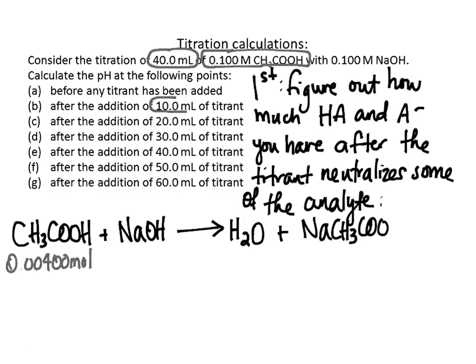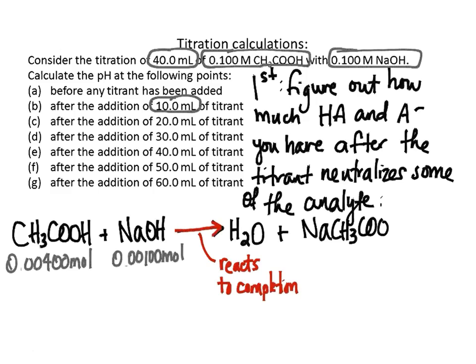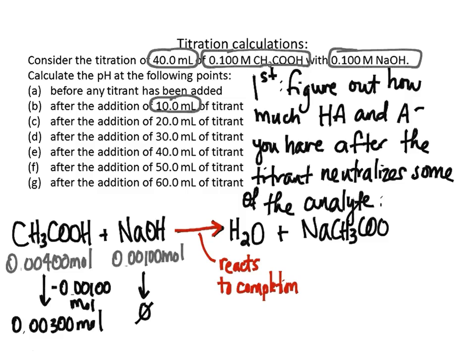That's what your book has in the table. If we've added 10 mL of 0.1 molar sodium hydroxide, that's 1 millimole of sodium hydroxide, which will react to completion. It's the limiting reactant. If we have 0 initially of sodium acetate, and this reaction occurs all the way to completion, that means we lose 0.001 moles of acetic acid and 0.001 moles of sodium hydroxide, so it's gone. That leaves 3 millimoles of acetic acid, and we go from 0 to 1 millimole of acetate.